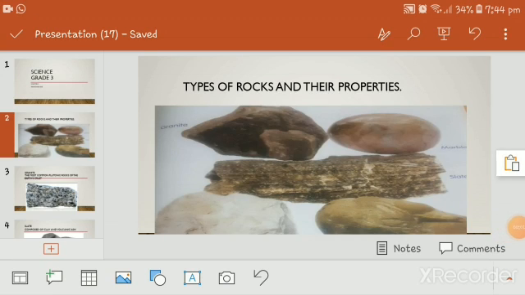These are the types of rocks and their properties. This is your book page number 113. You can find this picture in your book, the rocks and their properties. There are different types of rocks. You can see here, the first is granite, then marble, slate, limestone, and sandstone. All these types we will discuss gradually, and I will tell you about the properties of the rocks one by one.